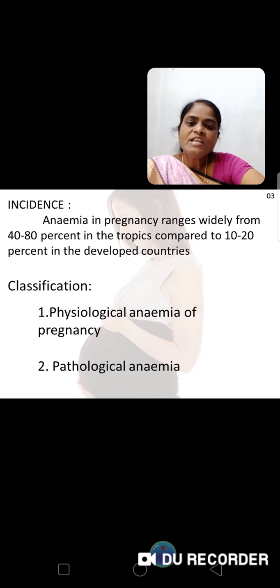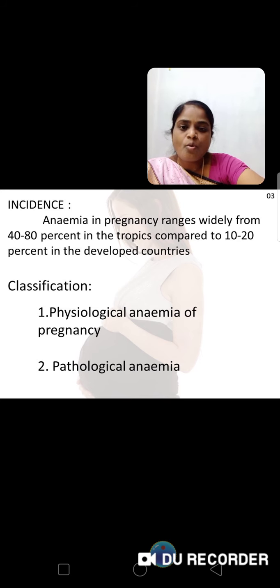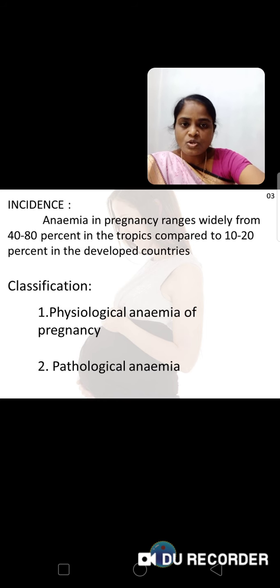Incidence. Anemia in pregnancy ranges widely from 40 to 80% in the tropics compared to 10 to 20% in the developed countries. That is because of the socio-economic status of developing countries, like our India. So it's the most common disease because of this socio-economic status. So the incidence is 40 to 80% in our India, whereas in the developed countries it's 10 to 20%.